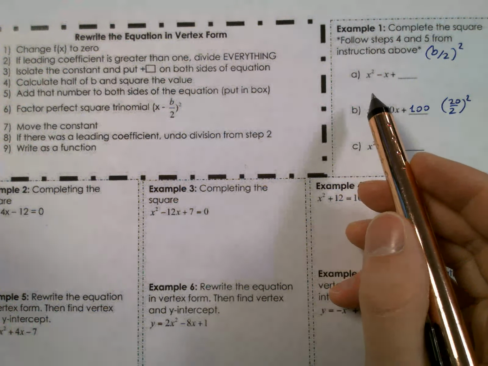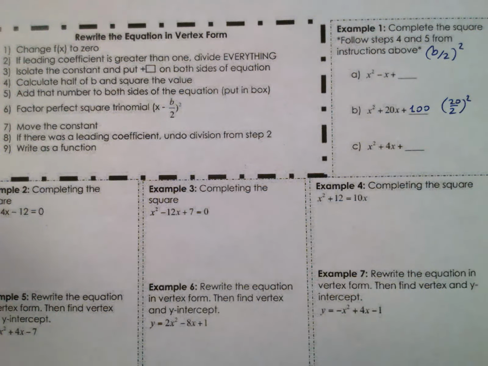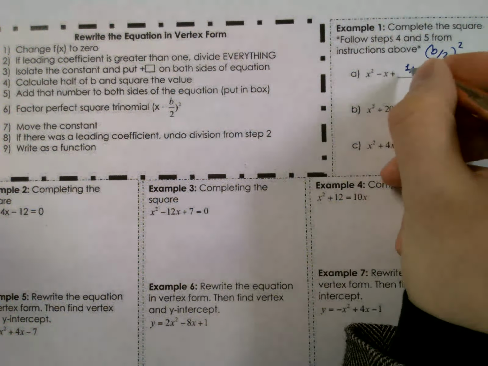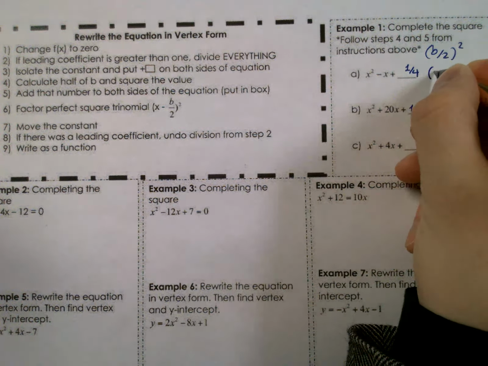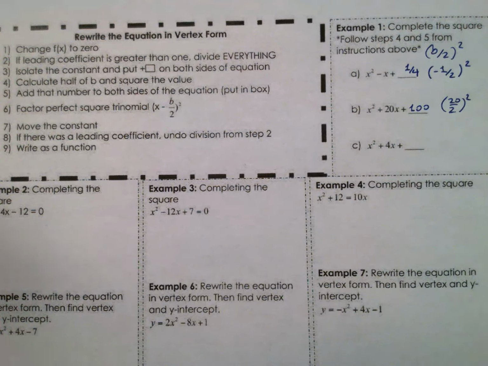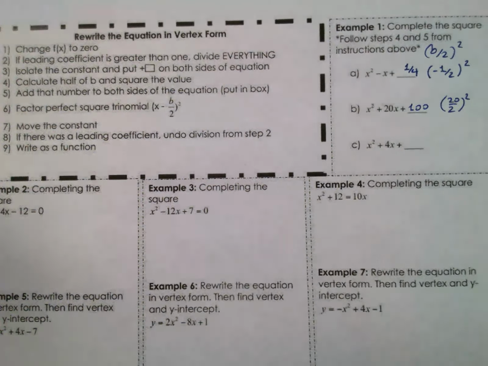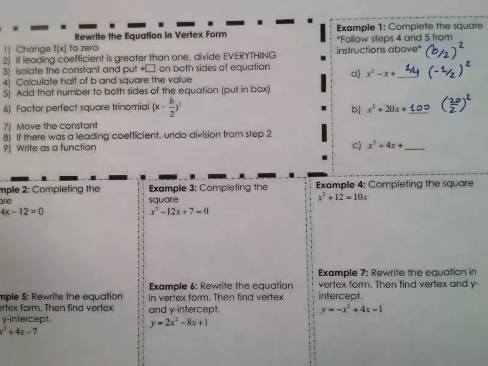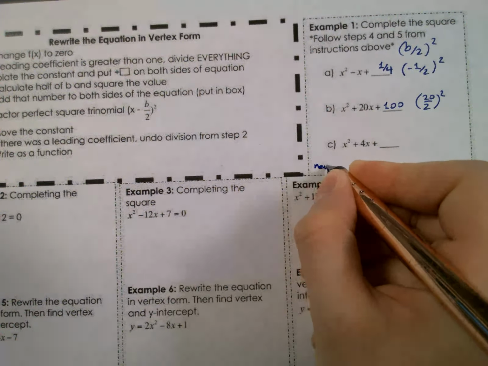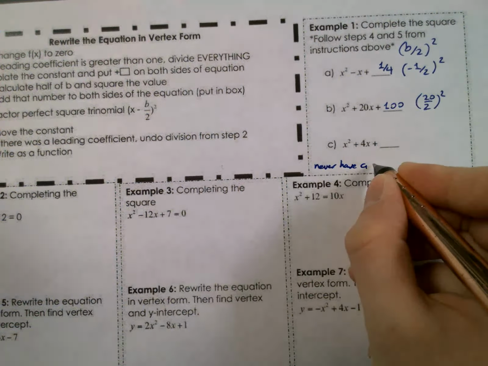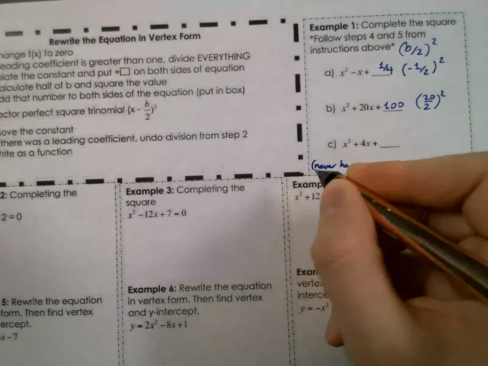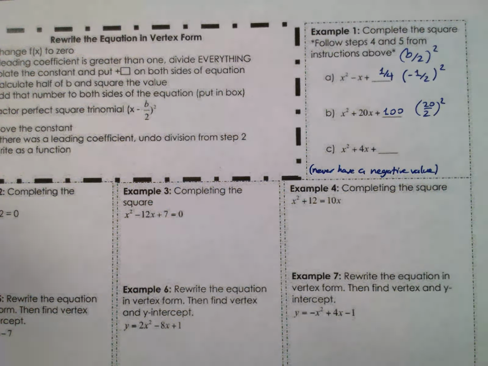So 1 divided by 2 would be 1/2. 1/2 squared is 1/4. You'll notice that has a negative on there. There's a negative 1 over 2 squared, but it came out to be positive. You will never have a negative value if you complete the square, because it's in parentheses and it's squared. If you get a negative value, something's wrong. You might want to make a note at the bottom: never have a negative value.